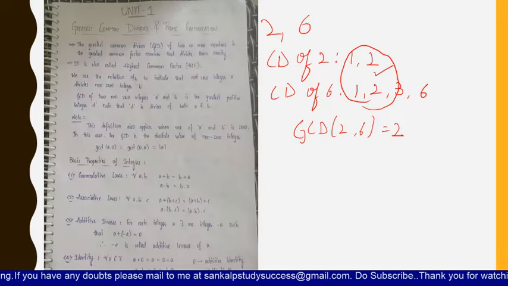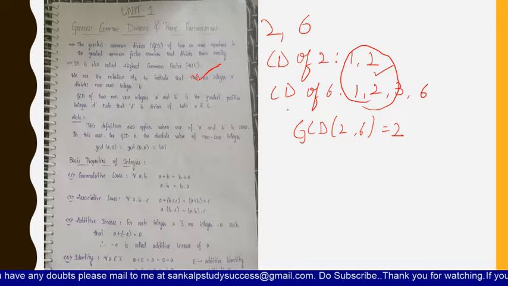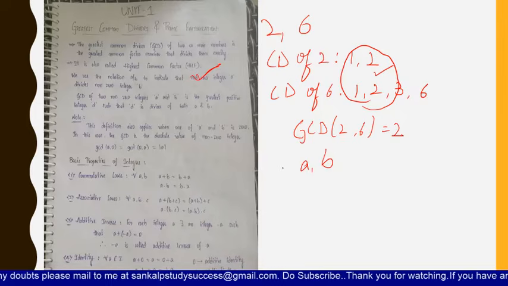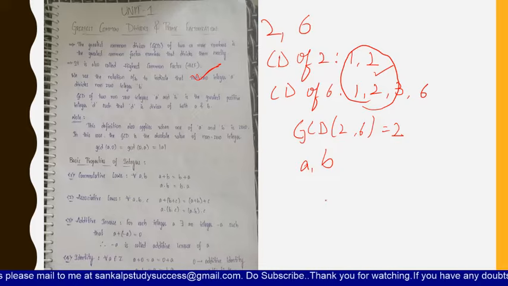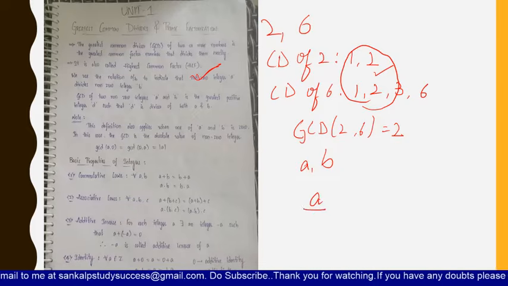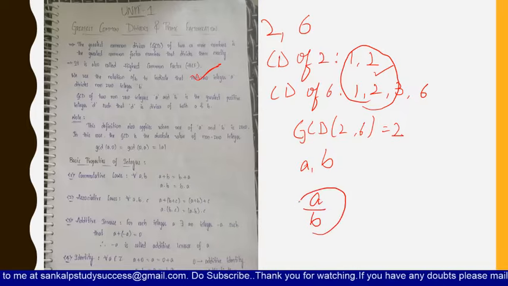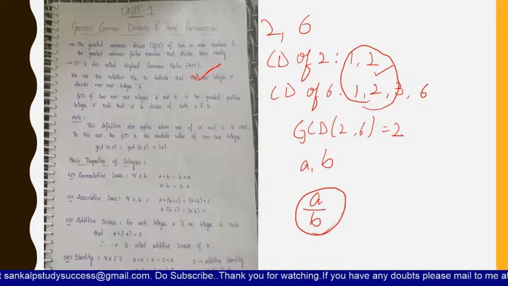GCD is also known as greatest common factor. Now how do you denote GCD? When you consider a comma b as two numbers, we are dividing a with b. That means we are finding the divisors of a and divisors of b. So we denote it by a by b. This is the notation of GCD. We generally denote a by b as the notation of GCD.